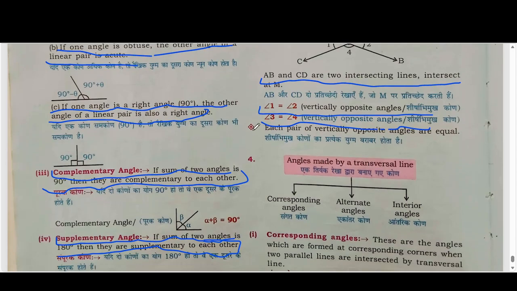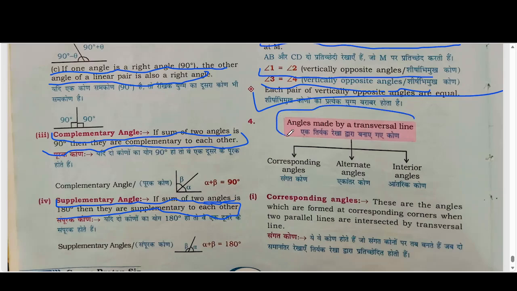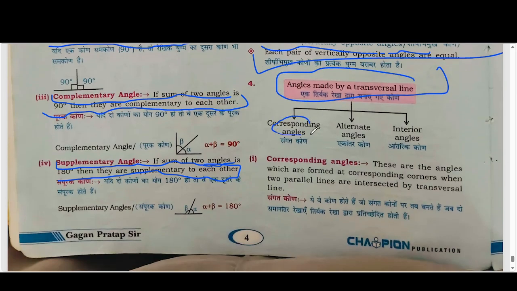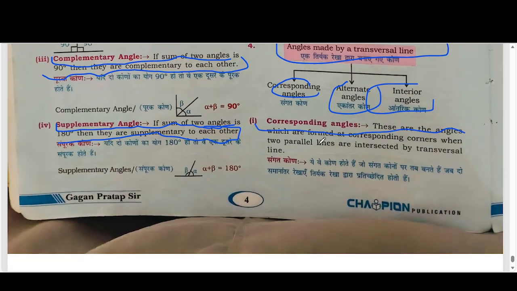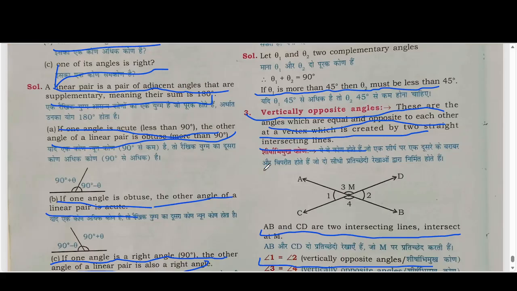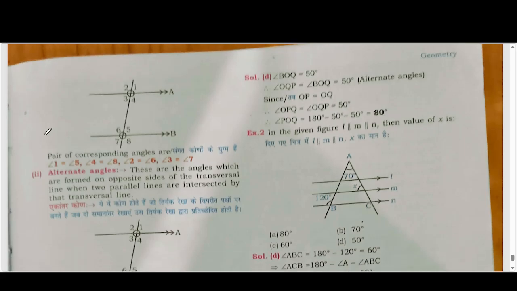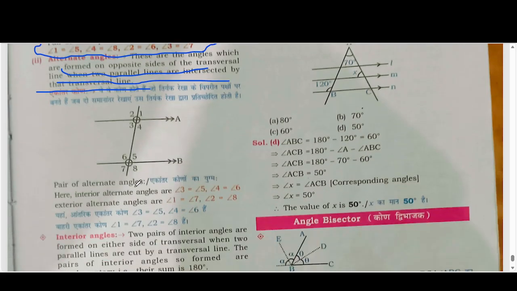Each pair of vertically opposite angles is equal. Angles made by a transversal: corresponding angles, alternate angles, interior angles. Corresponding angles: these are the angles formed at corresponding corners when two parallel lines are intersected by a transversal line. The pairs of corresponding angles are angle 5 and angle 4, angle 8 and angle 2, angle 6 and angle 7, angles formed on the opposite sides of the transversal line when two parallel lines are intersected by that transversal.